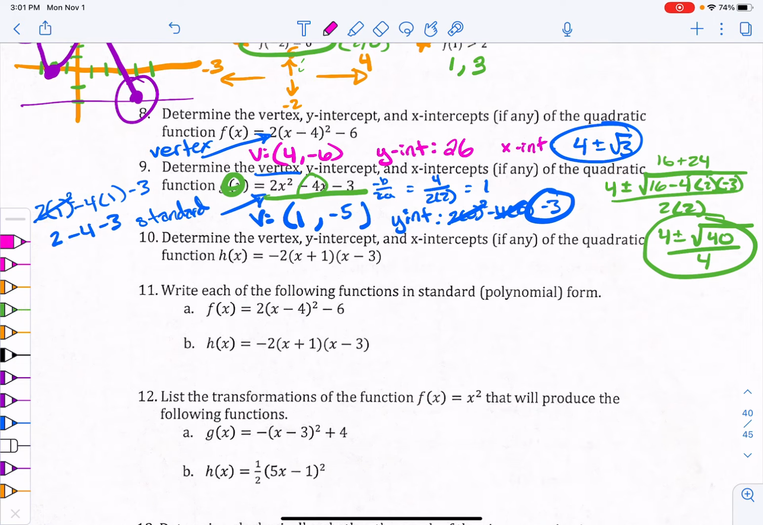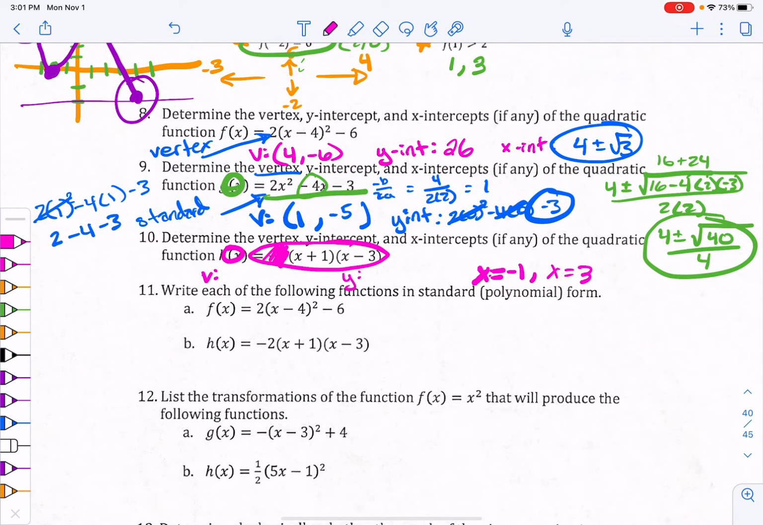Okay, number 10, determine the vertex, the y-intercept, and the x-intercept. And I'm going to do the x-intercepts first because that's easy to identify here. If I plug 0 in for x and divide the negative 2 over, that doesn't do anything. My x's will be negative 1 and positive 3. I'm not going to write it as an ordered pair. I'm going to say x equals negative 1 and x equals 3.